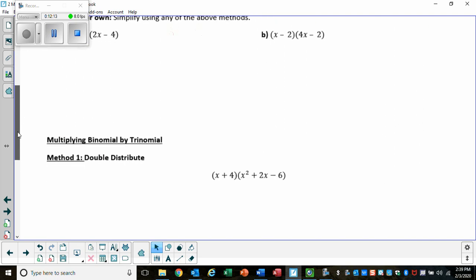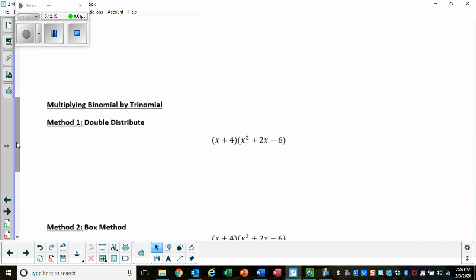The next thing we need to talk about is multiplying a binomial by a trinomial, very similar to what we just did with 2 binomials. Okay? There are 2 methods you can use. You could use modeling if you want. I wouldn't suggest it. So I would just stick to these 2.